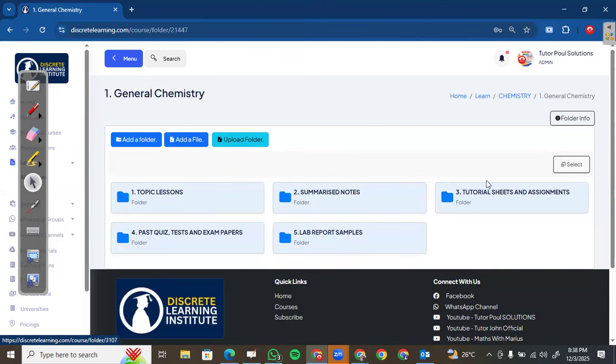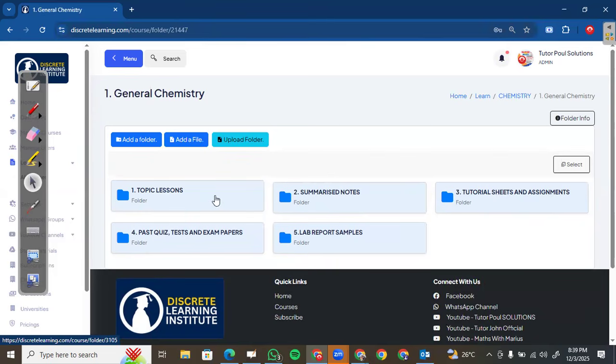Here we have tutorial sheets, videos for tutorial sheets. Here we have past quiz, test, and exam papers. And then here we have lab report samples. So you can use this to learn at your own time. Even on the app, it's the same setup. But on the app, you'll be able to download the videos and watch offline. On the website, you cannot.